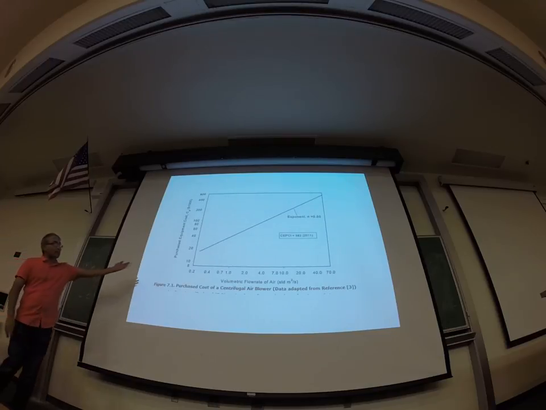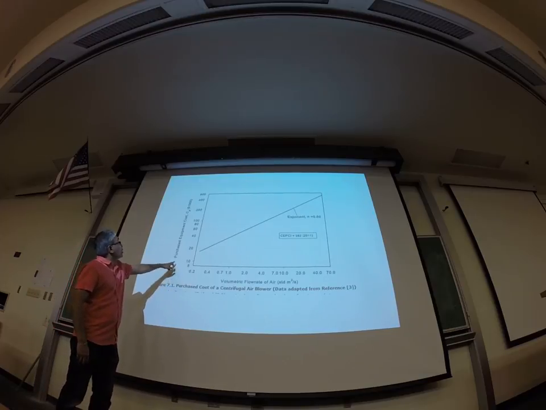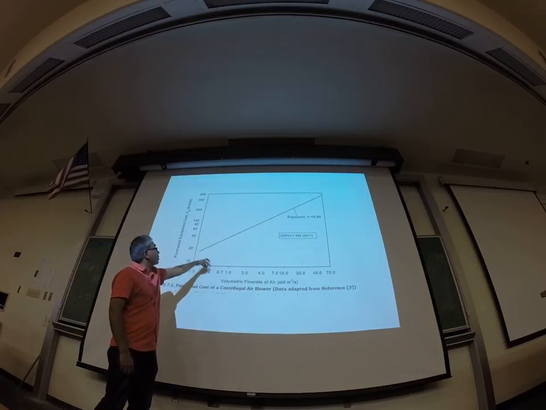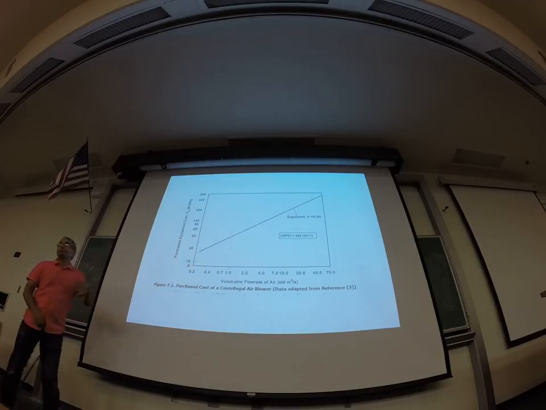This is just representing the same information in a graphical format. If you look at the cost of an equipment versus capacity in a log-log plot, the data will be a straight line. Okay.